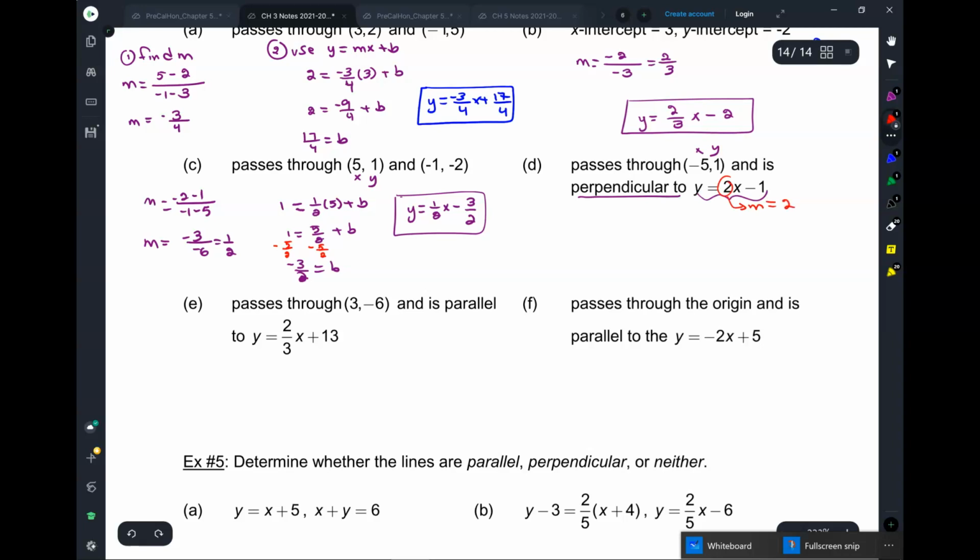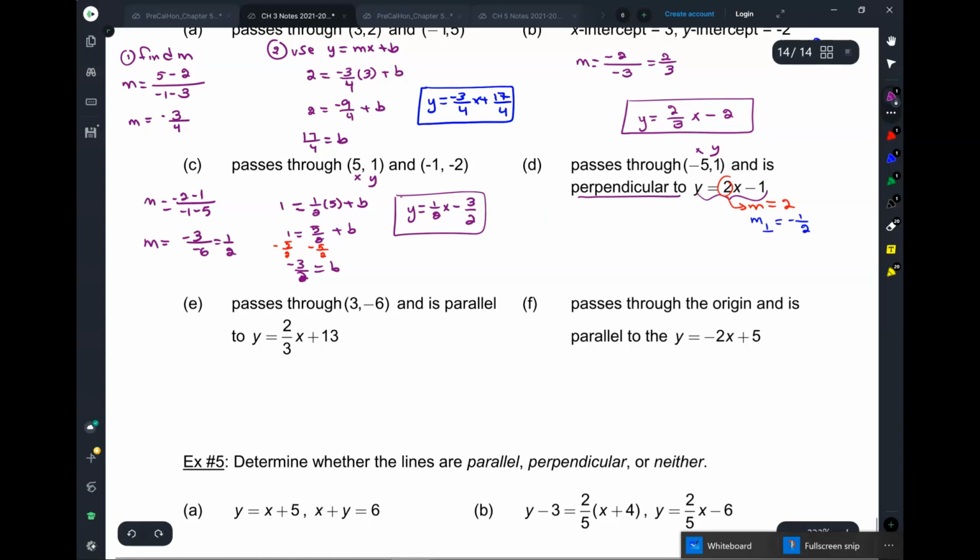M is 2. That means the perpendicular slope is the what? Negative 1/2. So m of the perpendicular line is negative 1/2. Okay? Like we learned last time. So now we're going to do it again.